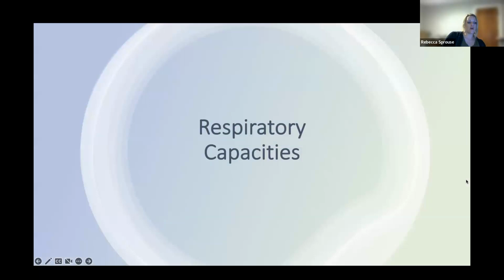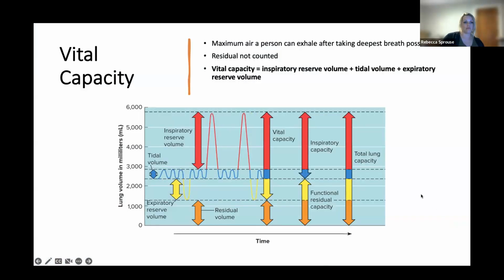Okay. So those are the volumes. Now we're going to talk about the capacities, which is basically about adding volumes together. So vital capacity, what is vital capacity? This is the maximum air you can exhale after taking the deepest breath possible. So if you're taking the deepest breath possible, think about what volumes we're going to take into account here.